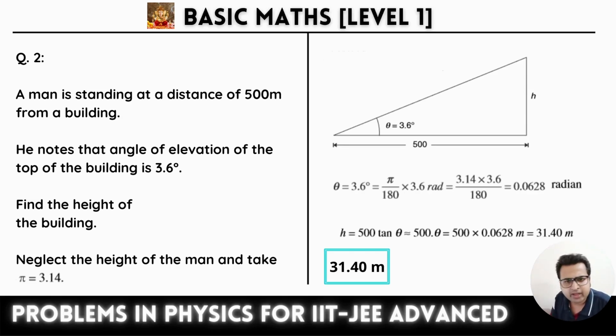So in objective type, you might be aware, you get an idea, because there will be four options. So you get an idea that your answer is around 31, so you can just directly tick. So you just have to put the values and you will get the answer 31.4 meter.